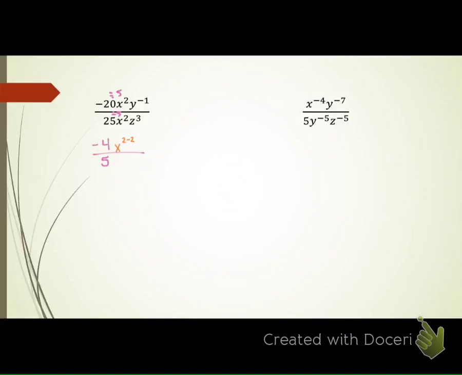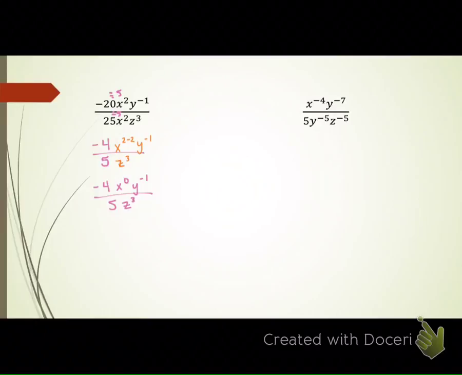Are those like bases? So we have y to the negative first and z to the third. Don't move yet because they don't have anything to move with. So we have negative 4, x to the 0, y to the negative first over 5z to the third. On that first part, is that a z to the 5? Yes. Okay, Emma, we're not done yet. What is my final answer?